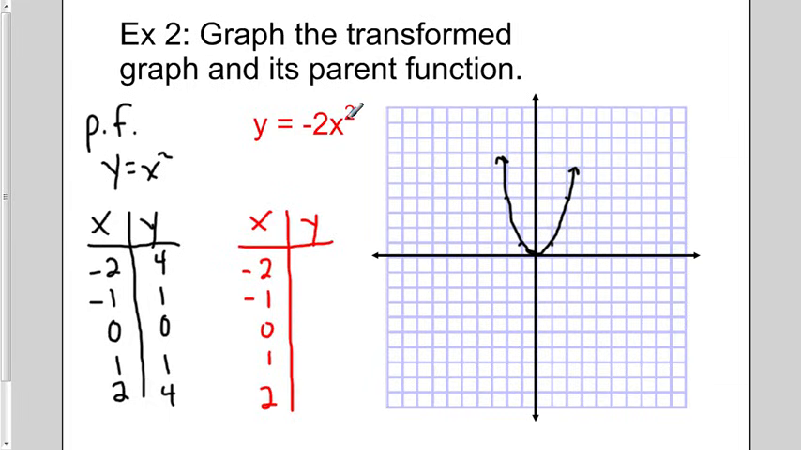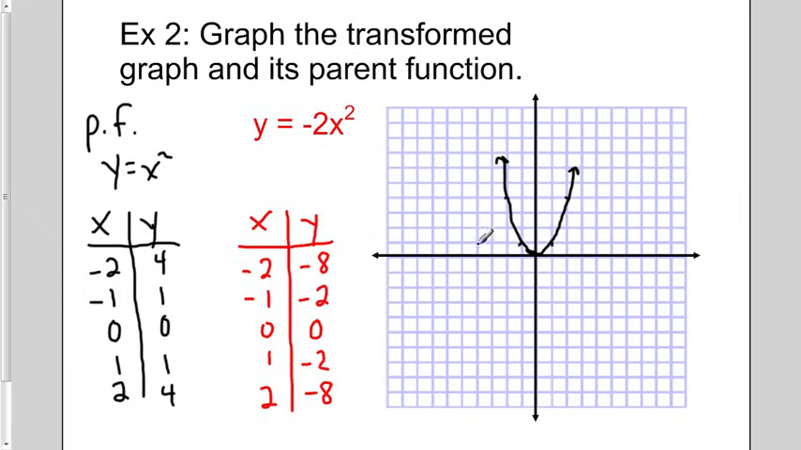-2 squared is 4. 4 times -2 is -8. -1 squared is 1. 1 times -2 is -2. 0 squared is 0. 0 times -2 is 0. 1 squared is 1. 1 times -2 is -2. And 2 squared is 4. 4 times -2 is -8.